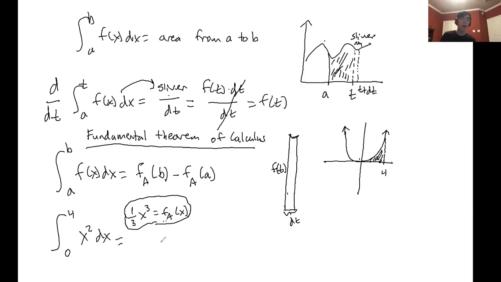So we can just use this antiderivative and accept that we'll get the same answer no matter which one we choose. So this is 1/3 of 4 cubed minus 1/3 of 0 cubed, because you have to plug the bounds into our antiderivative. So this just gives us 64/3 as the area. So yeah, those are integrals.